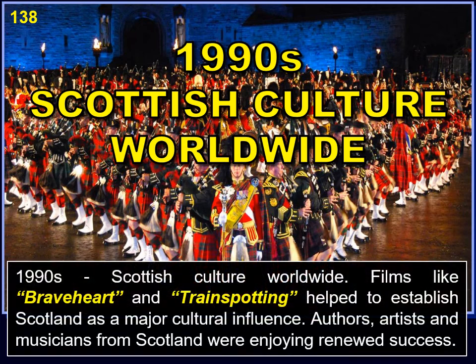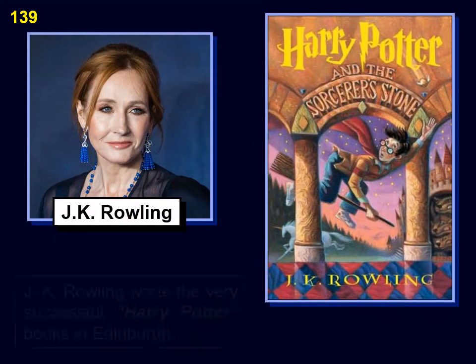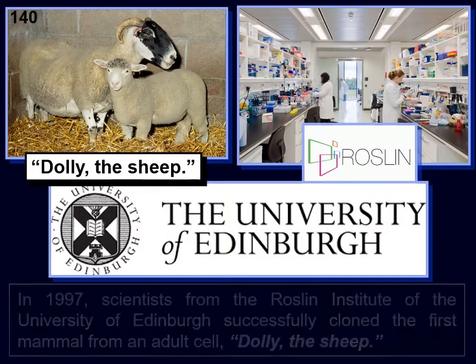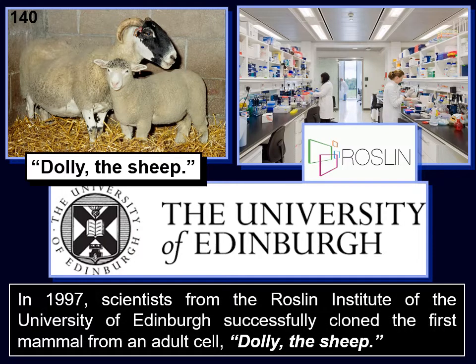1990s, Scottish culture worldwide. Films like Braveheart and Trainspotting helped to establish Scotland as a major cultural influence. Authors, artists and musicians from Scotland were enjoying renewed success. J.K. Rowling wrote the very successful Harry Potter books in Edinburgh. In 1997, scientists from the Roslin Institute of the University of Edinburgh successfully cloned the first mammal from an adult cell, Dolly, the sheep.